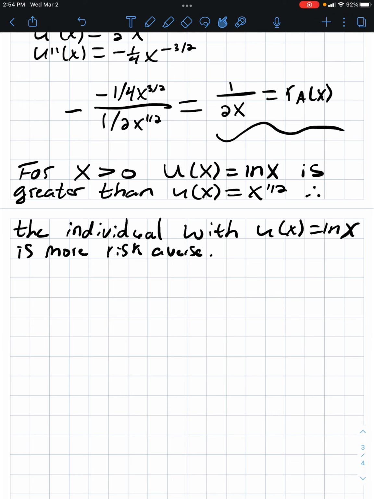However, just a quick statement, if x is negative, it would be the other way around. The individual with the utility of x to the 1/2 will show more risk aversion than the individual with the utility of natural log of x. But that is the solution to the problem.